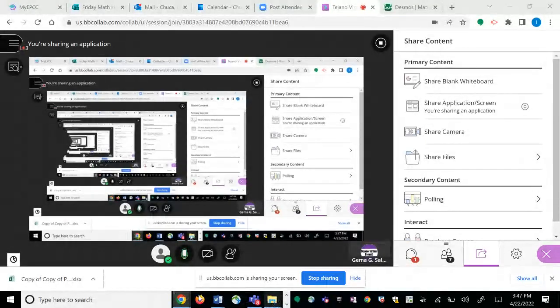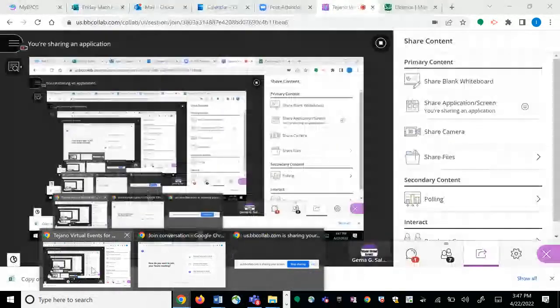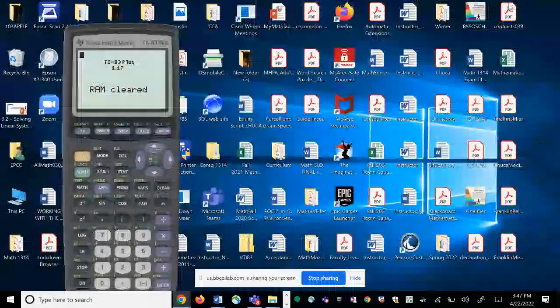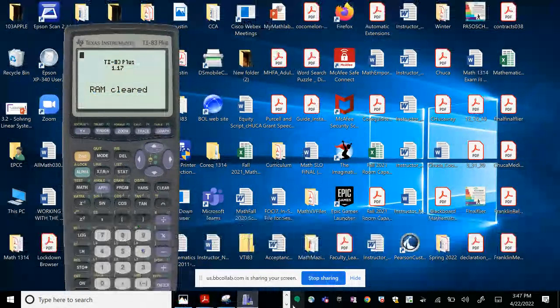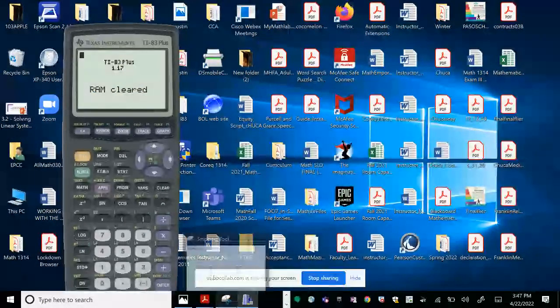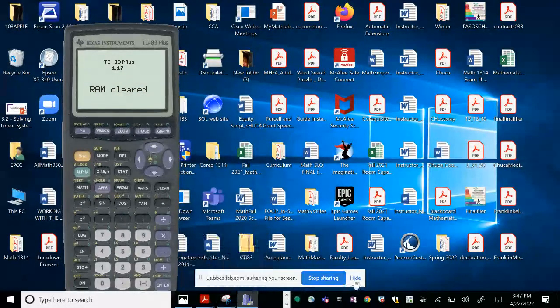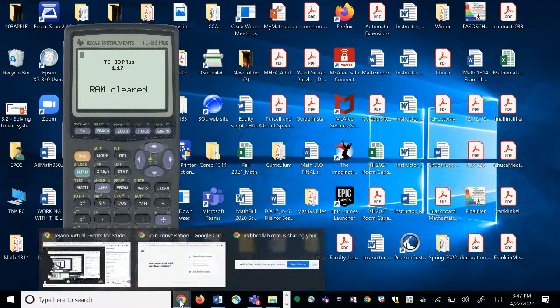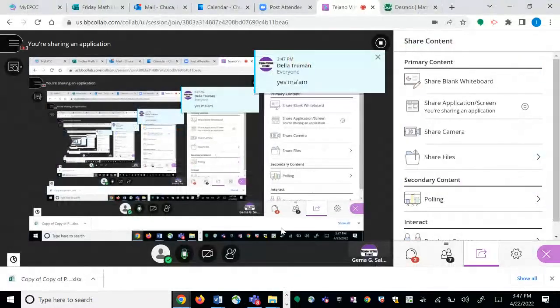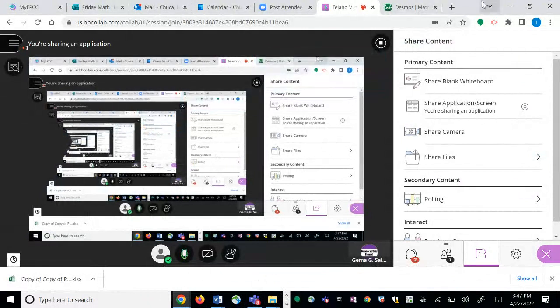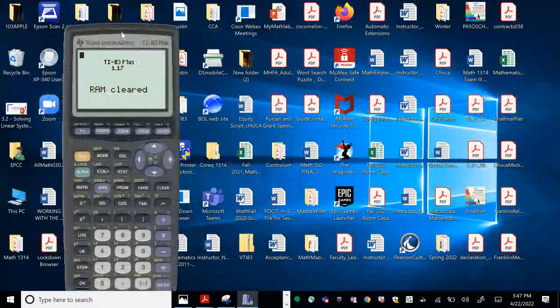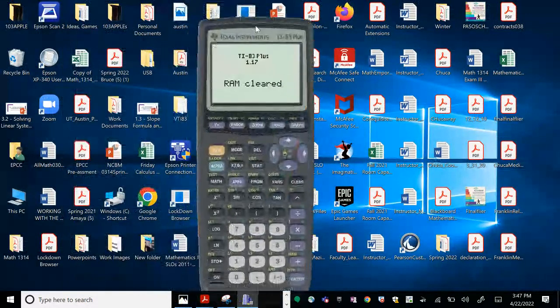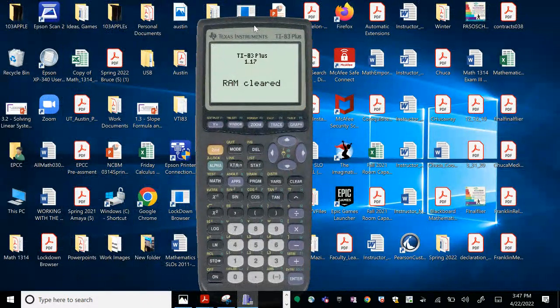Okay, so let me see if you can see my calculator. Can you guys see my calculator or no? Yes, okay, cool. So if you have an 83 or an 84, you can just ignore my desktop. It has a lot of stuff there.